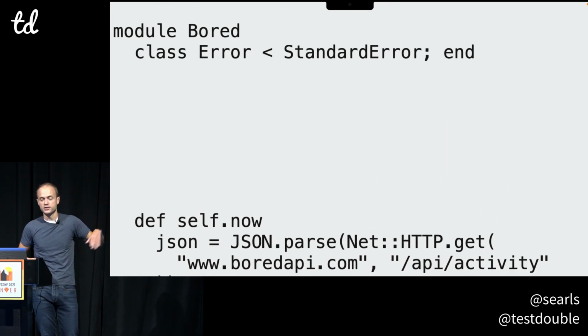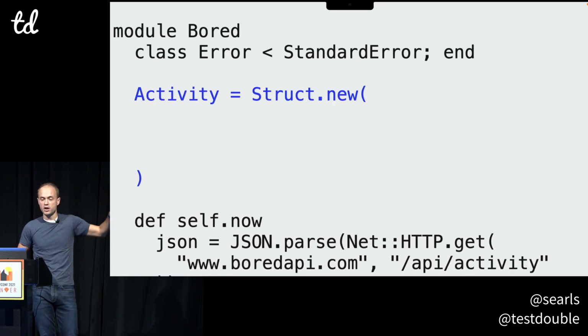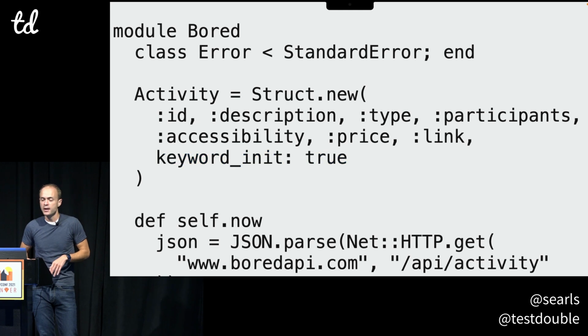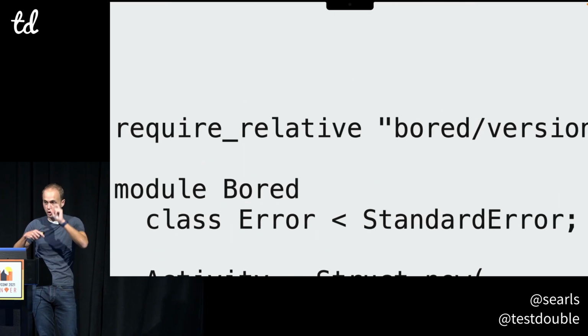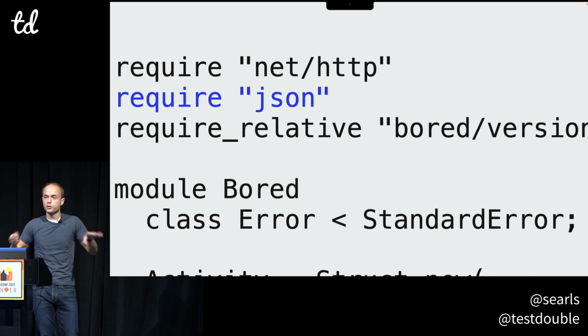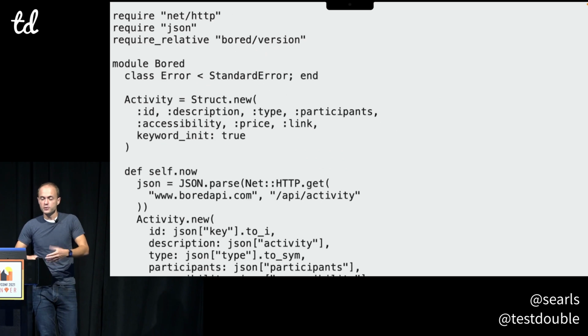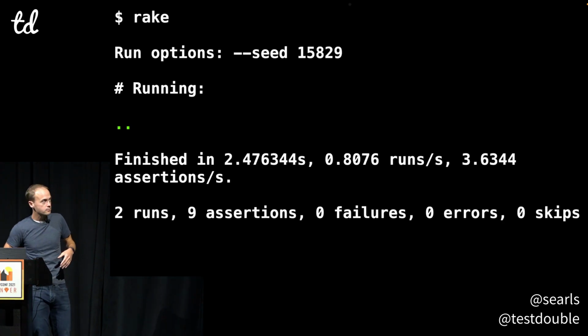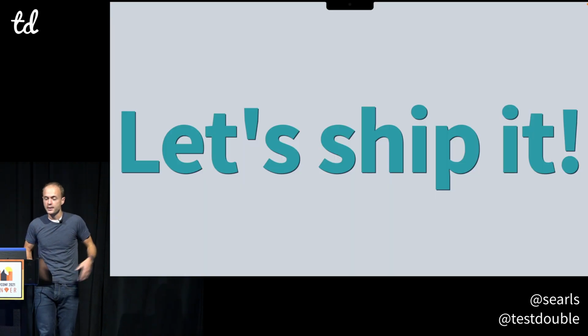Now Activity needs to exist too, so we're going to define that class by using Struct, and then create all these different properties, and turn on keyword initialization because it makes it a little bit easier to use. And then last but not least, we have to require those two things that we use: Net::HTTP and JSON. Those are both part of the standard library, so we don't actually have to require any additional gems. So we zoom way out, and this is our whole first gem implementation. Hopefully it passes the test. Okay, cool. Now we're passing, and we're ready to go.